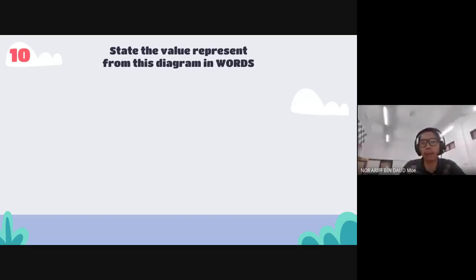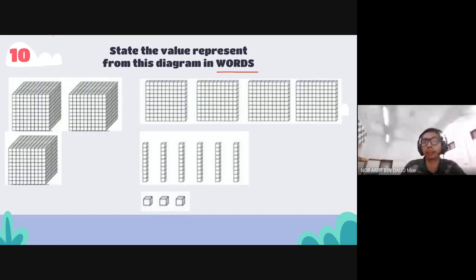Okay. State the value represent from the diagram in words. So that's mean they're asking you the answer in words. Alright. I want to ask. Okay. How to do this question? Very easy. You state the value in number first. You arrange the number and then you tell the answer in words.